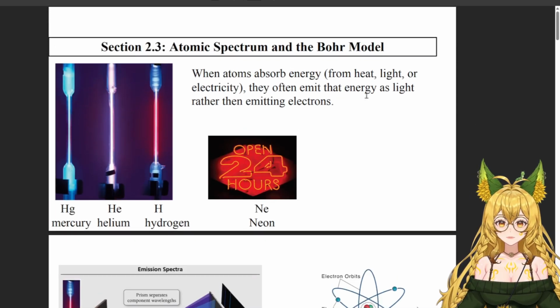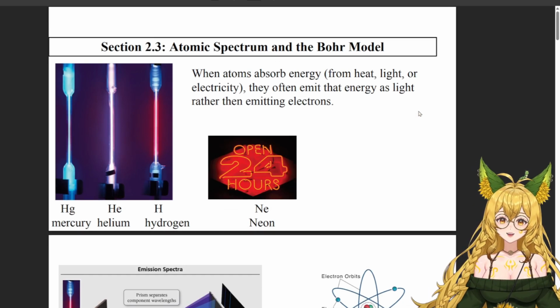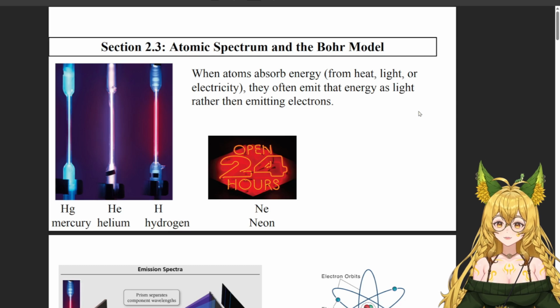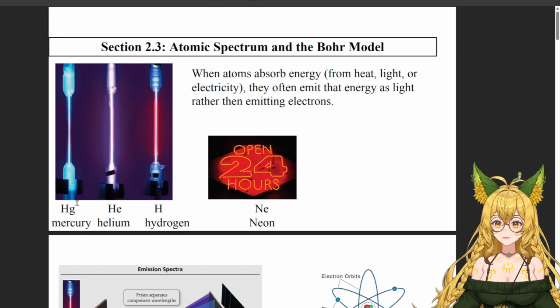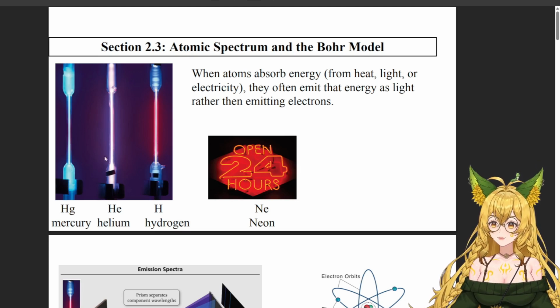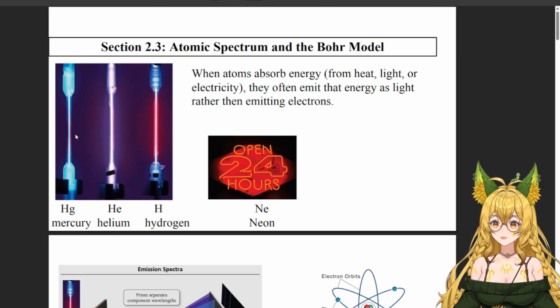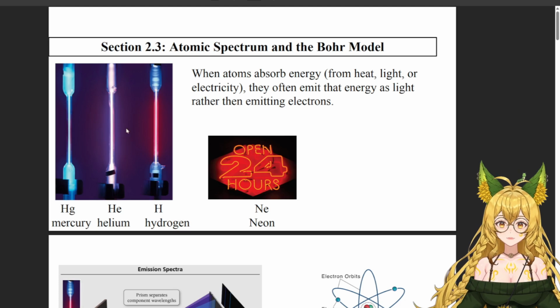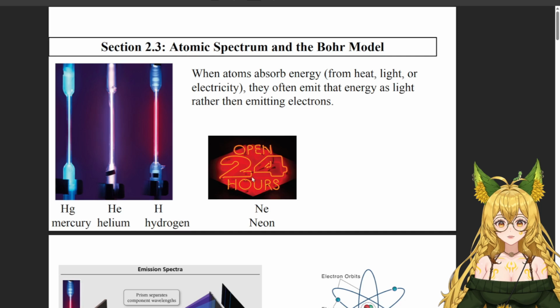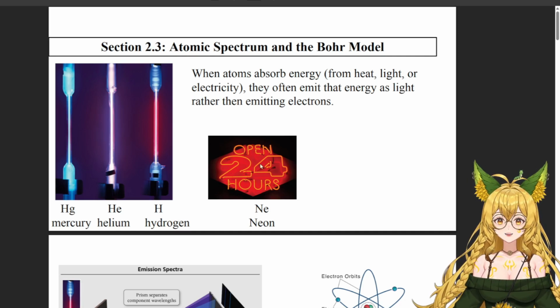So, when atoms absorb energy from heat, light, or electricity, they often emit that energy as light rather than emitting electrons. So, for example, these are some elements that are passed through glass tubes. We have mercury, helium, and hydrogen. And actually, depending on the element, we can get different colors, and that is how neon signs are actually made. The neon runs through the element neon, and it causes it to light up a certain color.